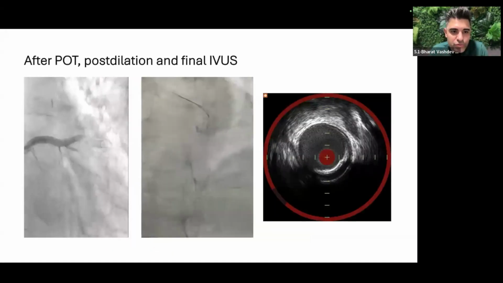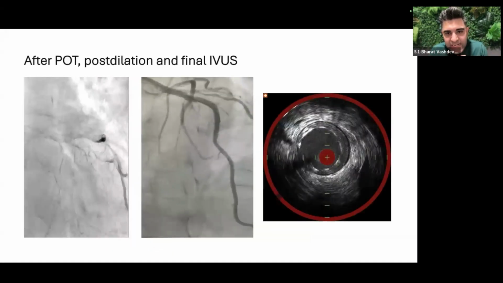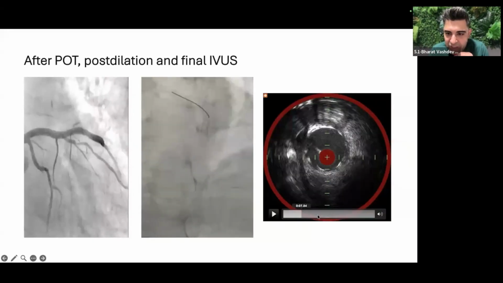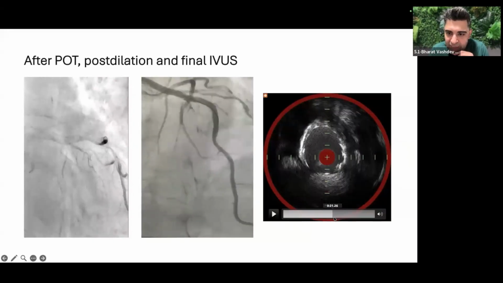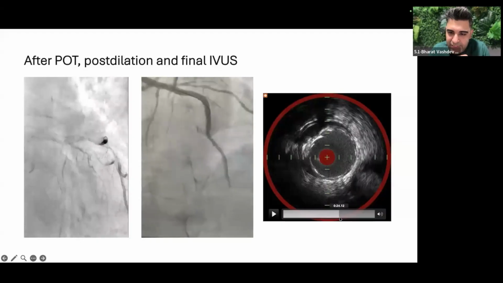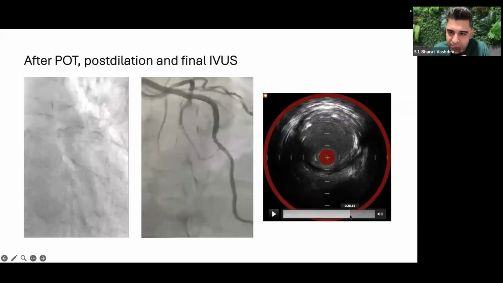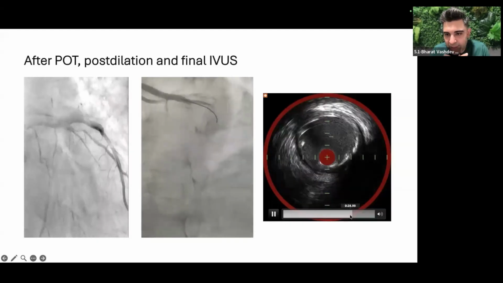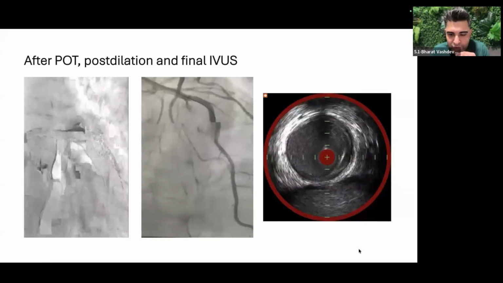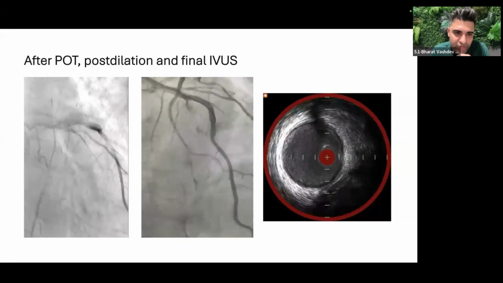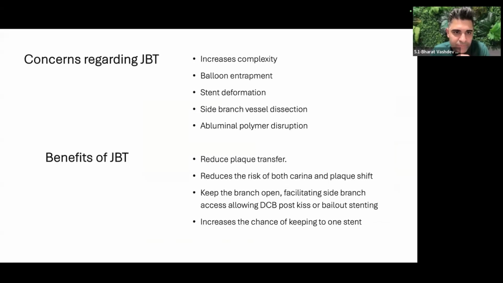And then you go on to do your POT and post-dilatation. And then here's the final IVUS, just showing the correction of the proximal under-expansion and malapposition, and everything looks well expanded. That's the procedure done. And angiographically, you can see the side branch looks widely patent.